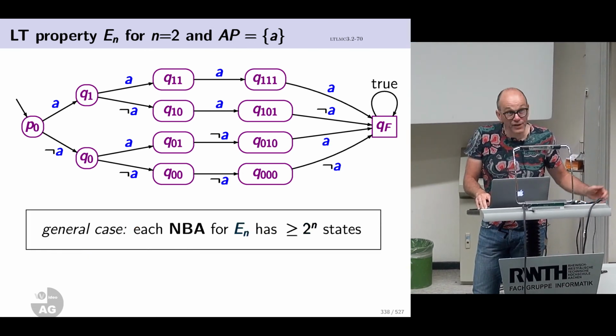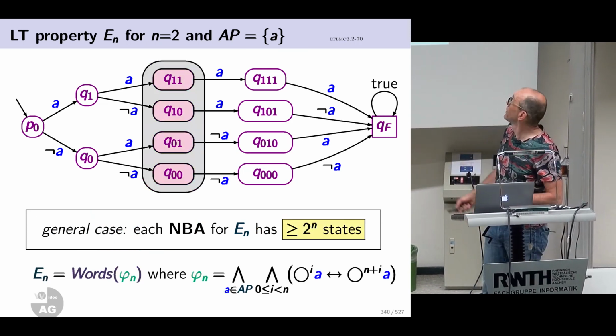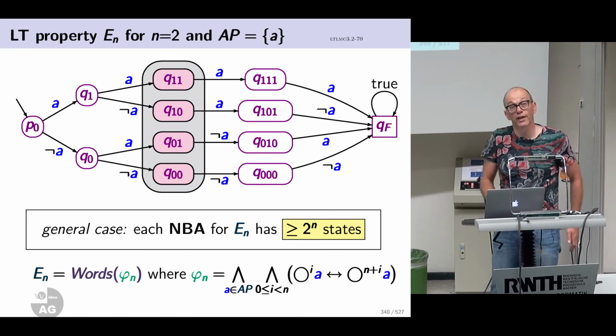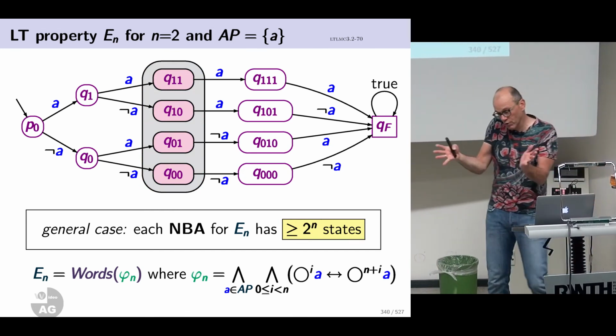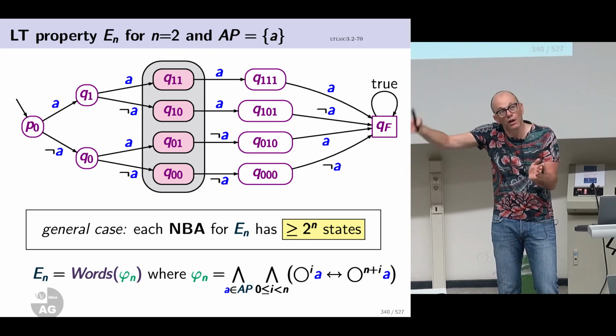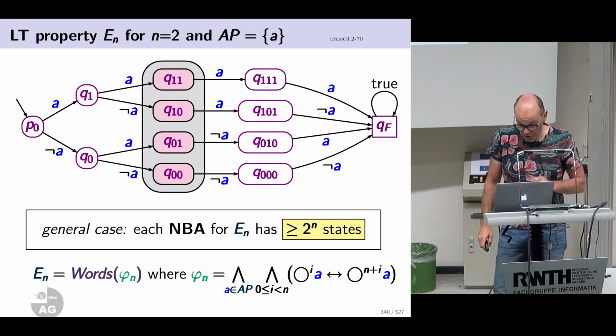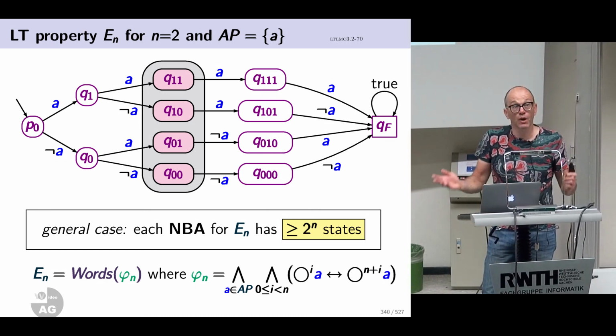Good. The general case has at least 2 to the power n states, and the point is that basically here you get 2 to the power n states because you have to encode all the histories. What has been the prefix until reaching that state, and there are 2 to the power n of those histories. This is the blow-up.